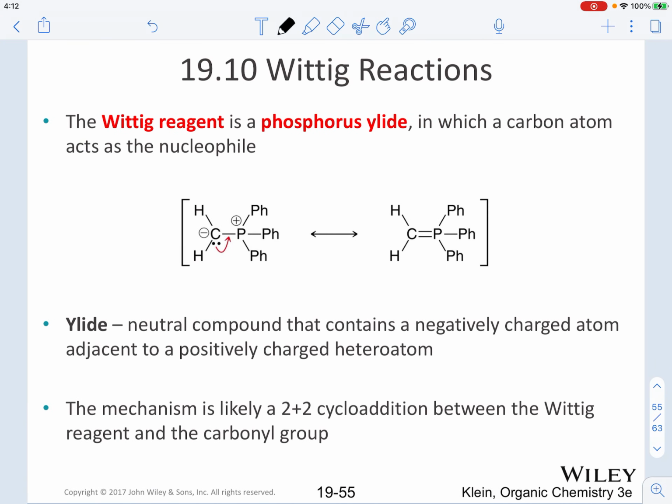So understand that that Wittig reagent that I mentioned in the previous slide is known as a phosphorus ylide. That's how you pronounce that word. And this phosphorus ylide is what's going to be acting specifically as a nucleophile. Understand that an ylide is going to be a neutral compound that contains a negatively charged atom adjacent to a positively charged heteroatom. So the mechanism of the whole system is likely to have a 2+2 cycloaddition between the Wittig reagent and the carbonyl group.